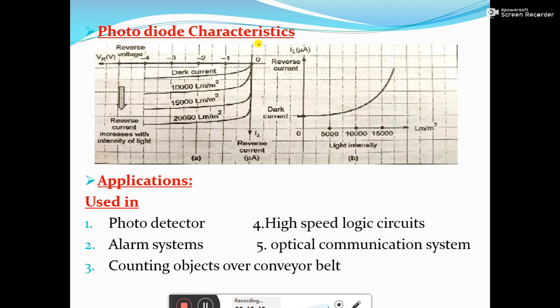Next we see the photodiode characteristics. So here you can see the photodiode characteristics. The first one is the reverse voltage that is taken along the x-axis, and the current is taken along the y-axis. This is done in the third quadrant because both the voltage as well as the reverse current are treated as negative. So here you can see initially there will be a very small current, that is nothing but dark current.